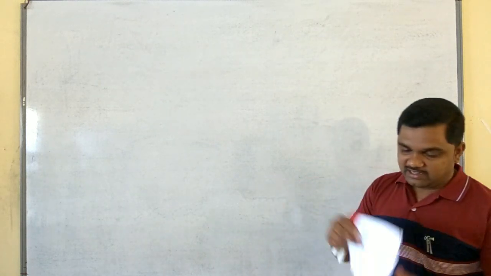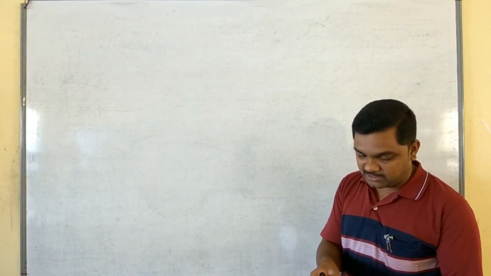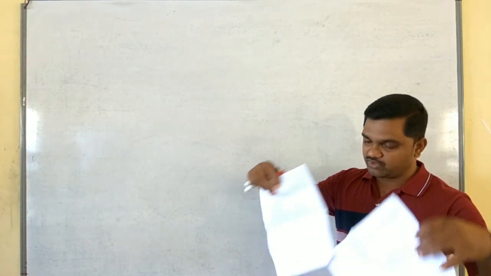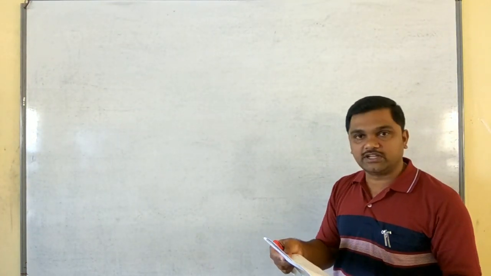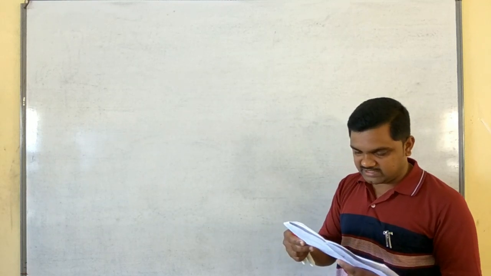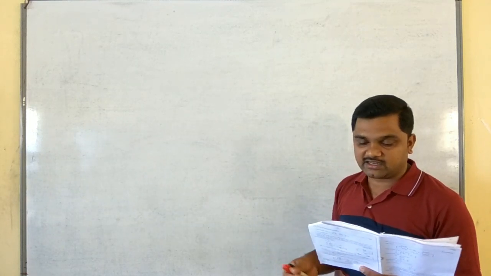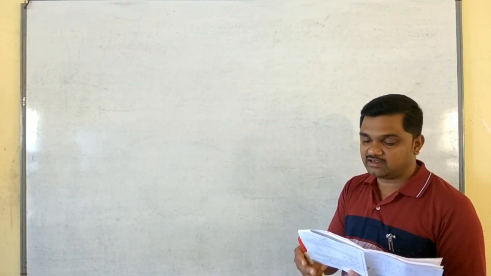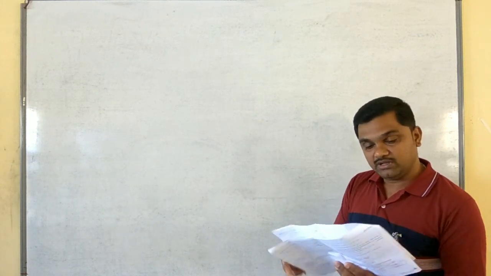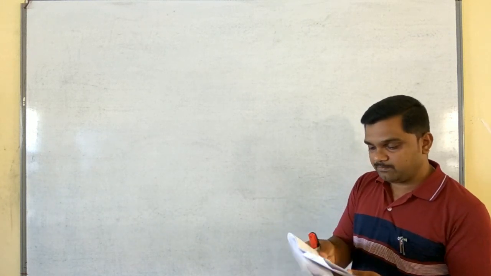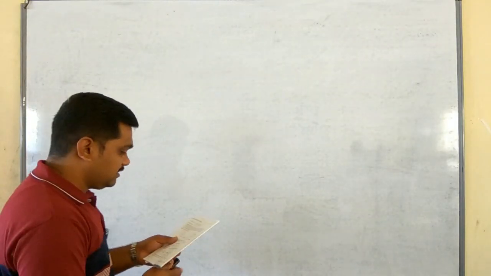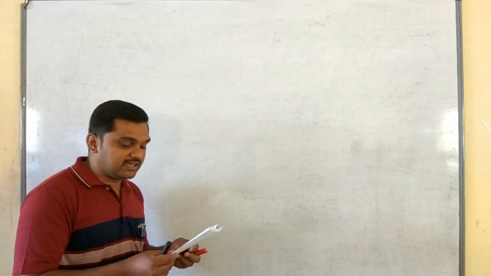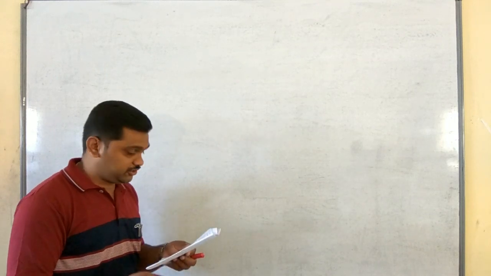In this class, let's continue the numericals on the third chapter, that is current electricity. In the last class, we discussed up to the 14th numerical problem, that is a network of resistors connected to a 12-volt battery as shown in the figure. Now let's continue from the 15th numerical problem, which is an important one, which was asked in March 2014.